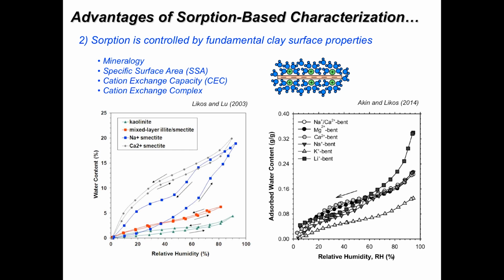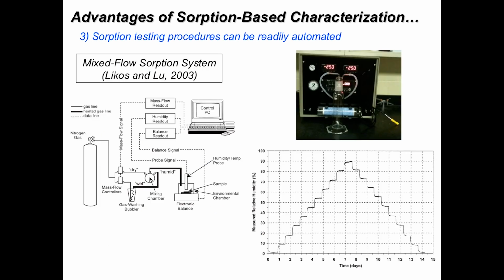Okay, so if surface area, mineralogy, CEC, if these are the things that really control macroscopic engineering behavior of clay, and if those properties are buried within the sorption isotherm, the idea with this talk is to explore the link between water vapor sorption and engineering behavior. And so what we'll talk about for the next few slides is how we might measure these.